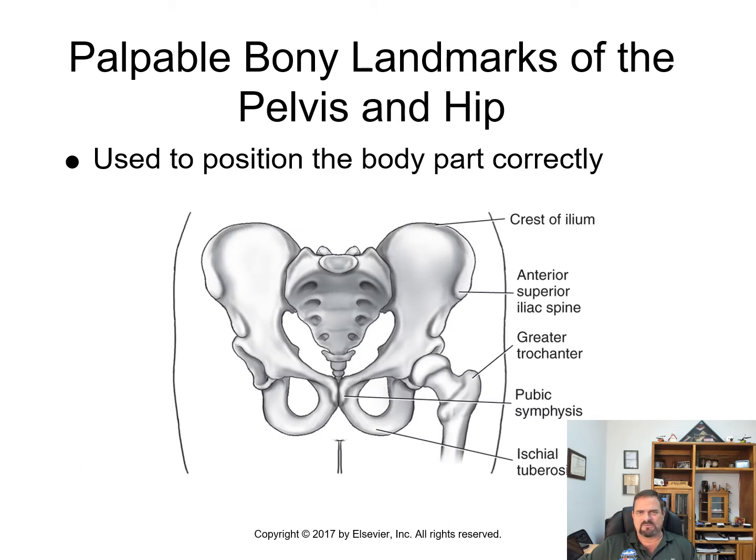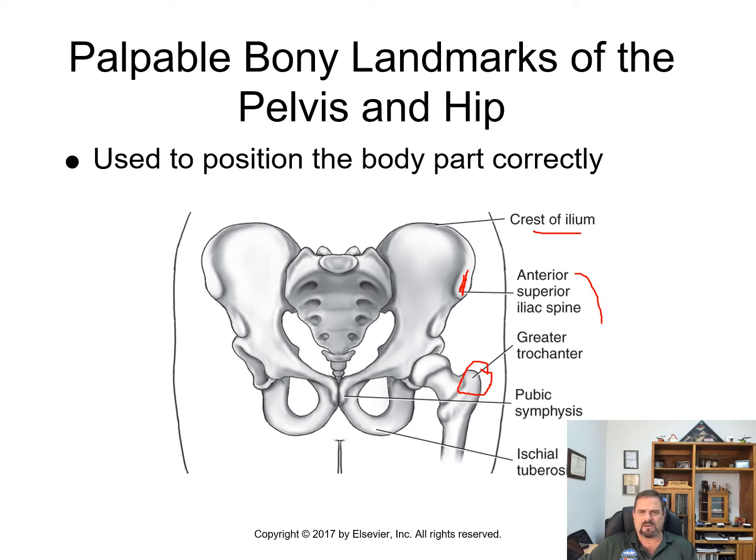Right, used to position the body part correctly for the pelvis: the crest of the ilium, the anterior superior iliac spine, this area right in here, and the greater trochanter. You can actually feel that. You can feel it on yourself. It's just below the crest of your ilium. You can pull down a little bit further below the iliac spine, and you can feel it. It's definitely sticking out there.